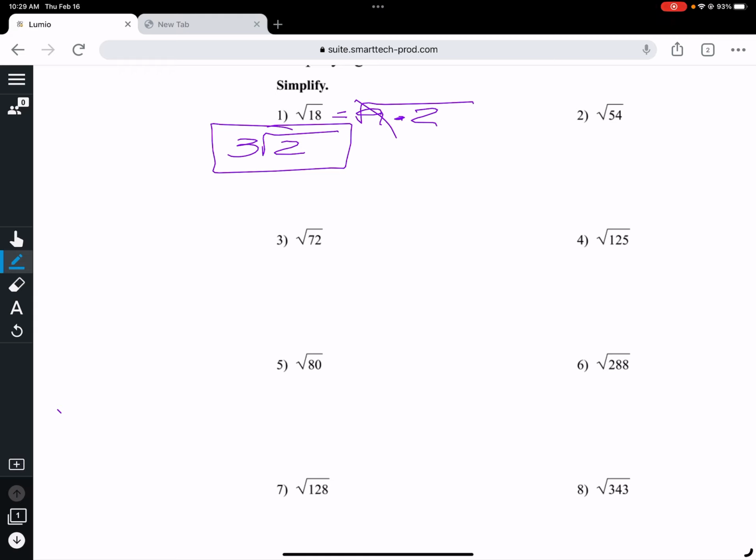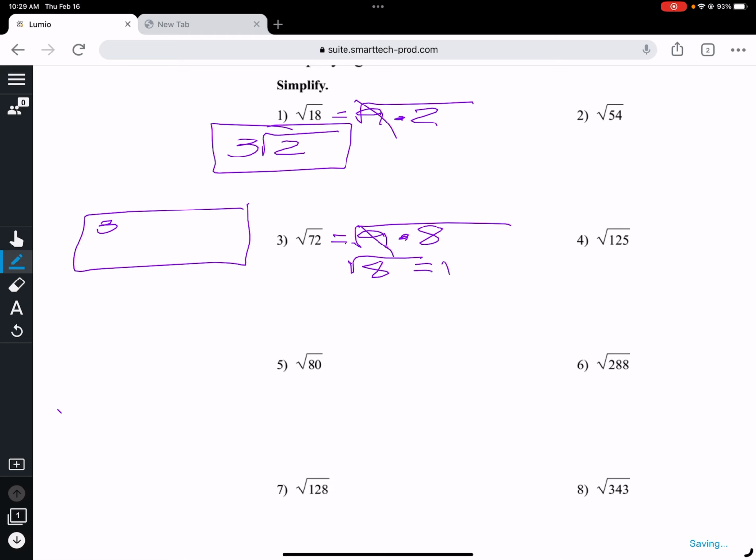72, 2 numbers. 9 and 8. So the way I suggest you do it is write the 9 and the 8. Which one comes out? The 9. And I'm making a little playground over here. The 9 becomes a what number? 3. And then keep the 8 underneath. What does it become? 4 and 2. What number comes out? 4 as a 2.